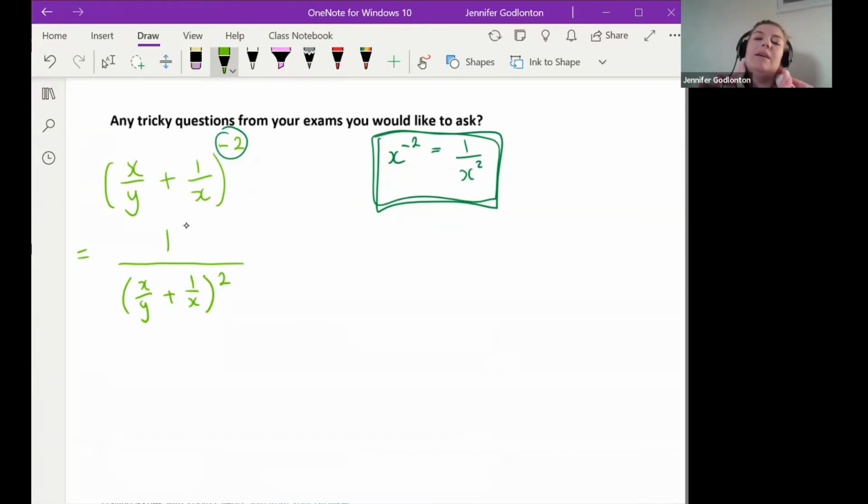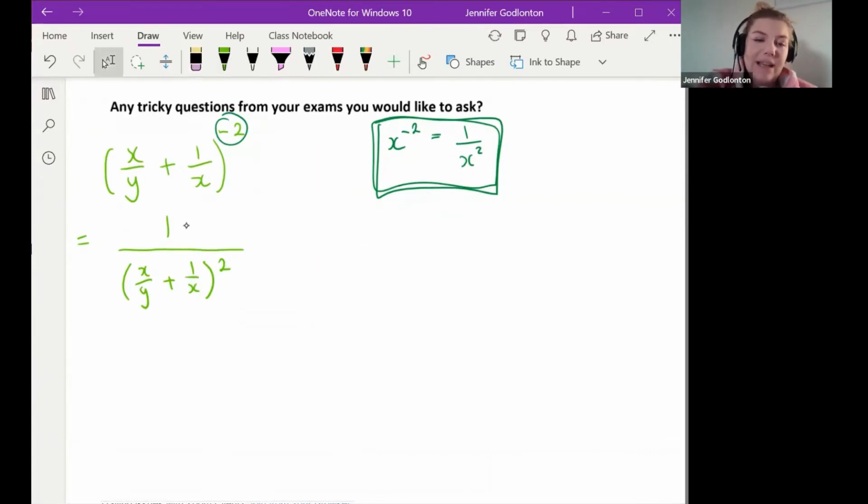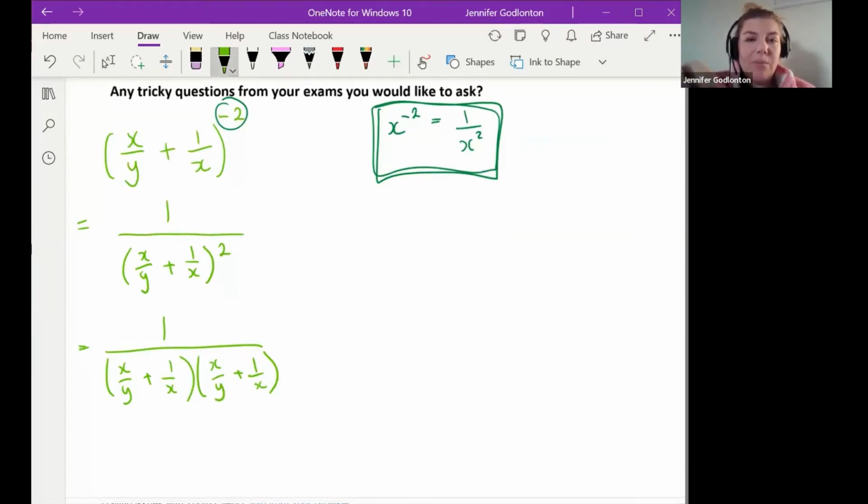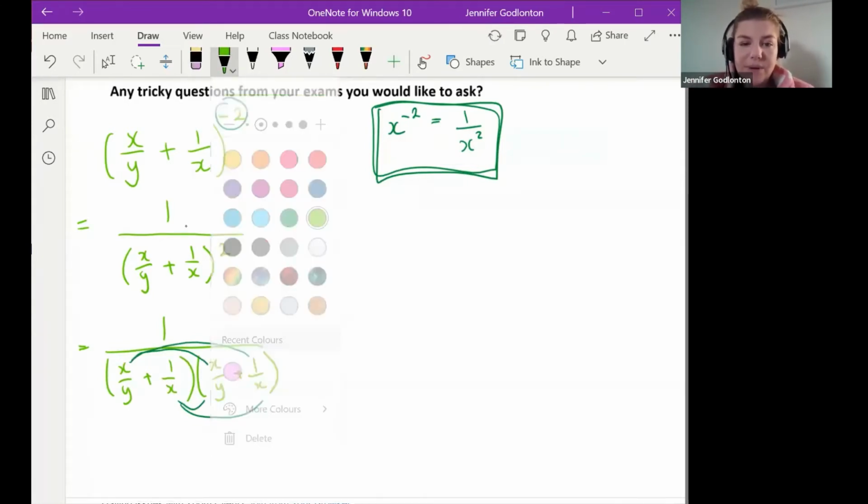The next thing I'm going to do is, instead of writing it as a square, write that bracket out twice. So I'm going to say x over y plus 1 over x, times x over y plus 1 over x. Then I'm going to multiply from here. We're just going to do our binomial times our binomial. I'll show you another way to do a question like this; this is just one of our options. So now we multiply our firsts, our outers, our inners, our lasts. I'm just going to work sideways so that I have a little bit more space. I'll show you the second way to do this as well.